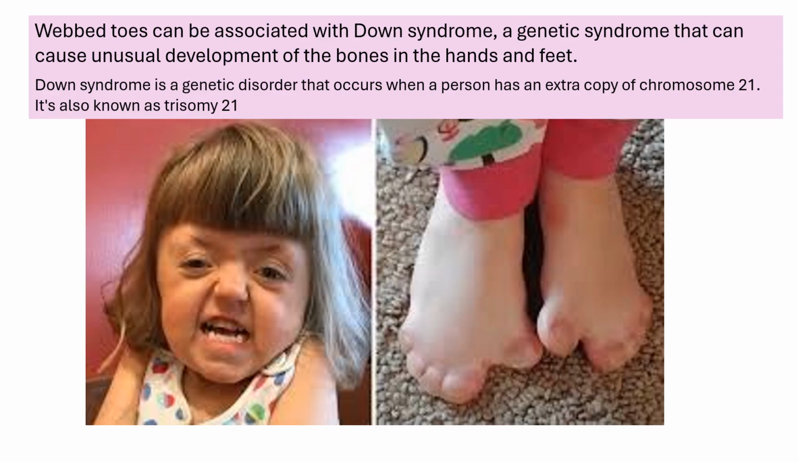Web toes can be associated with Down syndrome, a genetic syndrome that can cause unusual development of the bones in the hands and the feet. Down syndrome is a genetic disorder that occurs when a person has an extra copy of chromosome 21. It is also known as trisomy 21. As you can clearly see, the patient here has web toes. You can see malformation of the toes. So web toes are common with Down syndrome patients.